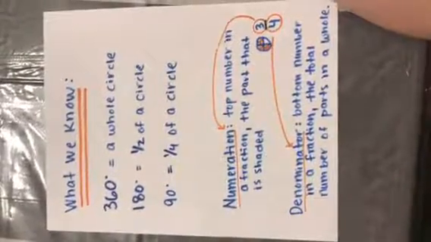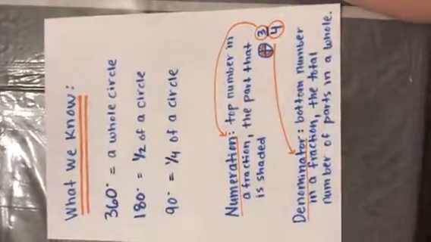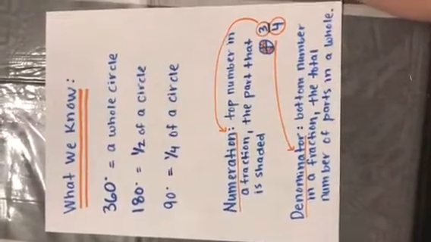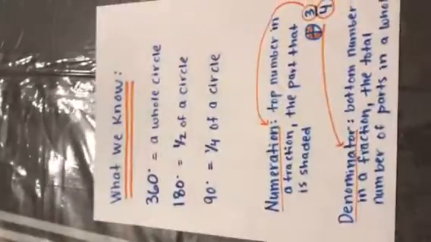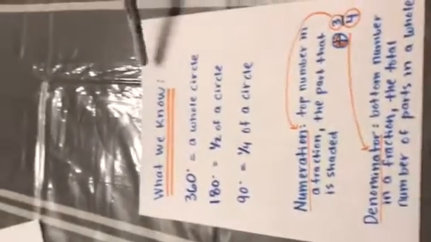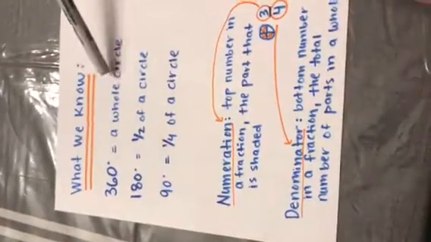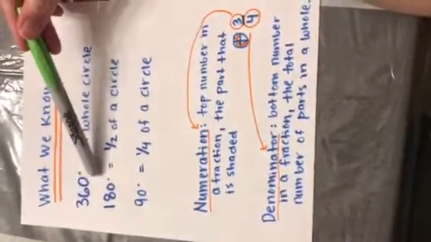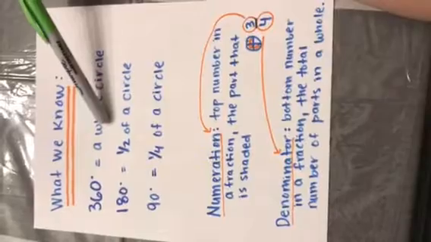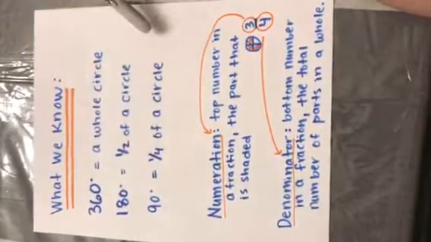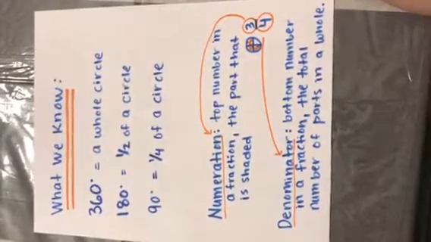All right, fourth grade, today we are going to review what you learned yesterday, how fractions and degrees of an angle are related. So before we get started, a few things that we already know. We know that 360 degrees equals a whole circle, 180 degrees is half of a circle, and 90 degrees would be 1/4 of a circle.